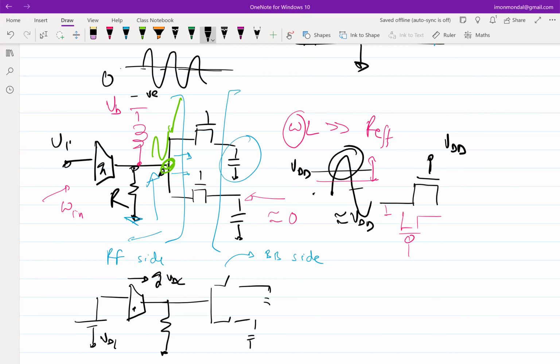So if I have to design something for the same Ron, then effectively it means that the W by L of the PMOS will be higher than the W by L of the NMOS, right? The PMOS has a lower strength. If I have to make it the same Ron, then I have to make it bigger and fatter, right? So what implication does it have in terms of capacitances? High capacitance, right? So for the same Ron, you are going to get more capacitance in a PMOS than in an NMOS, right?